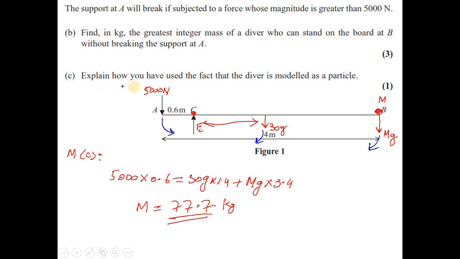Part C, explain how you have used the fact that the diver is modeled as a particle. Typical question, assumption about how you assumed. So weight is acting at a point. This is our assumption for a particle.